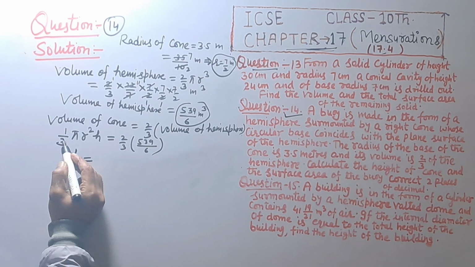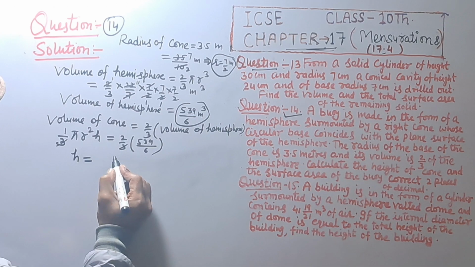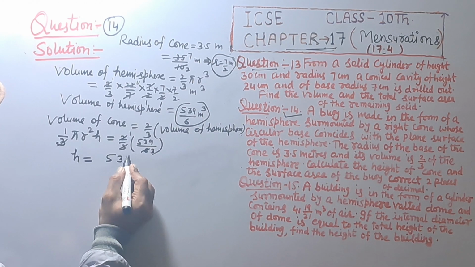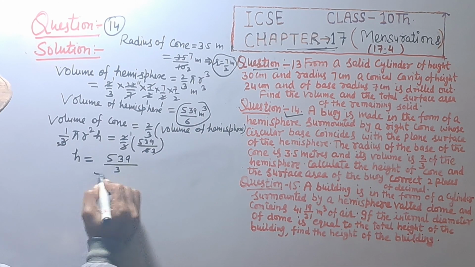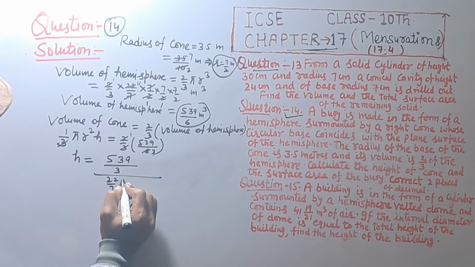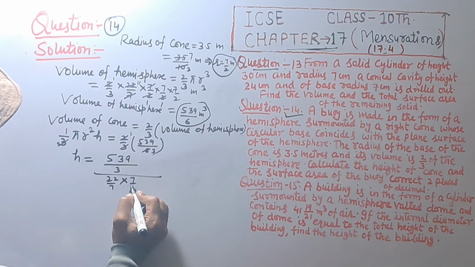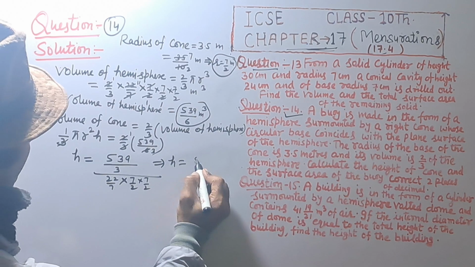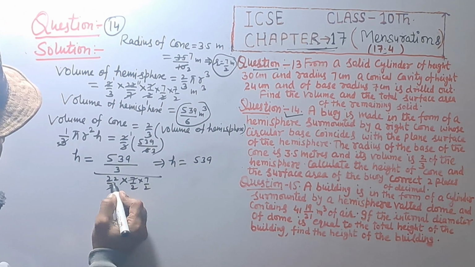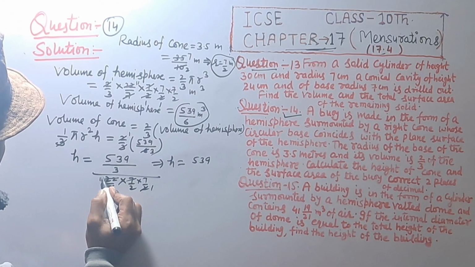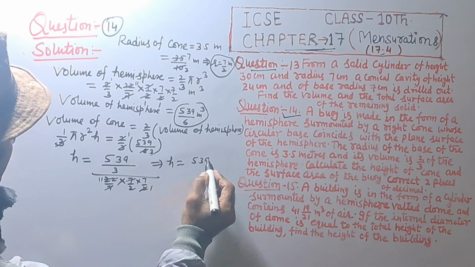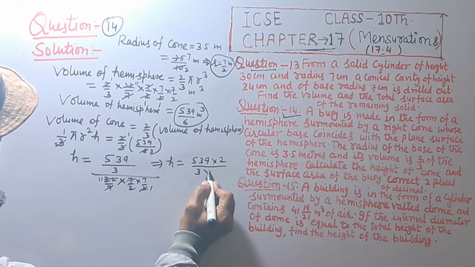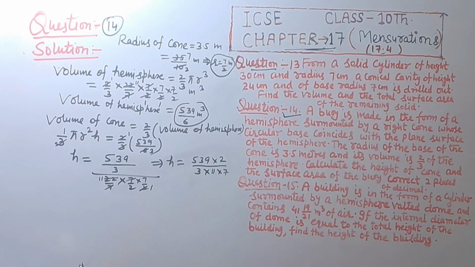h is equal to, 3 is cancel. That is 2 1s are 2, 2 3s are 6. 539 upon 3 divided by pi is 22 upon 7 into r square is 7 upon 2 and 7 upon 2, which implies height is equal to 539, 7 7 is cancel, 2 1s are 2, 11 2s are 22, then 2 multiplied by 539 divided by 3 into 11 into 7.